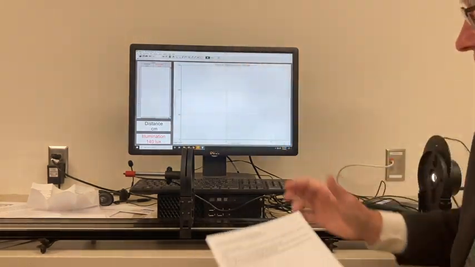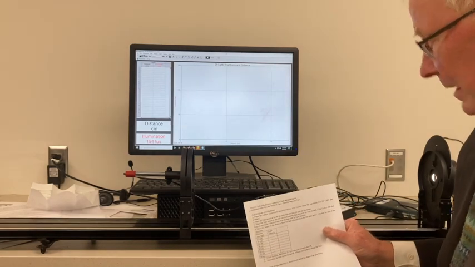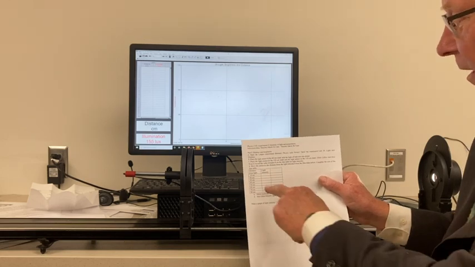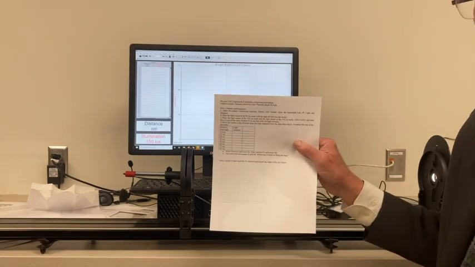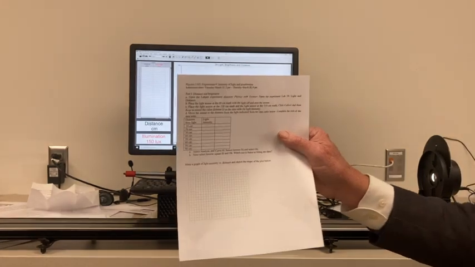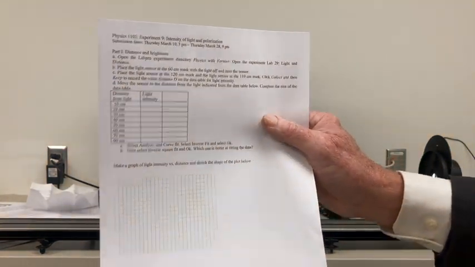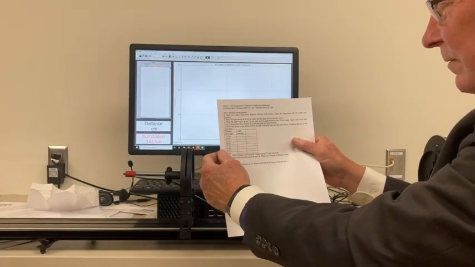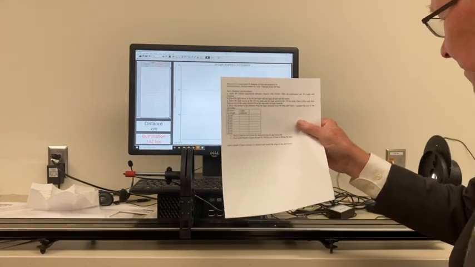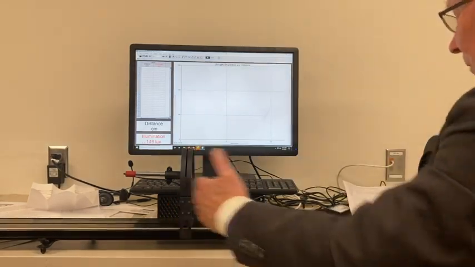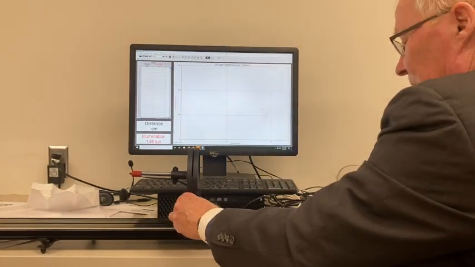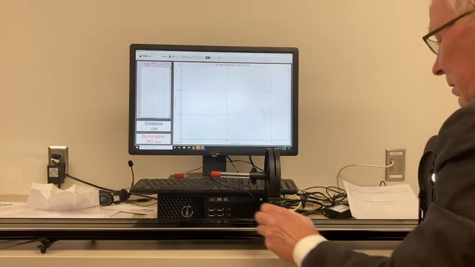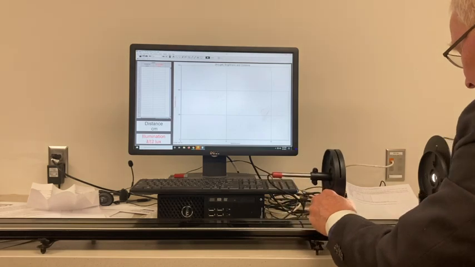We'll take it for each part, starting with 10 centimeters. This is the handout you can get online, for Lab 9. I'll do 10, 20, 30, 40, all the way up to 90 centimeters away from the light source. So I'm going to start the light source up here, 10 centimeters away.